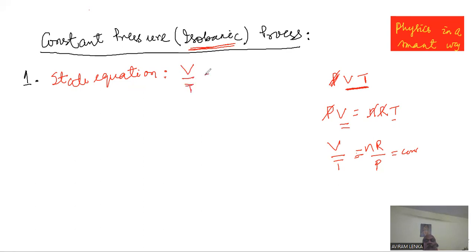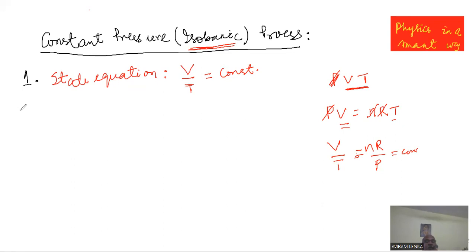I don't remember exactly whether it is Charles' law or Gay-Lussac's law, Avogadro's law, but we know with the help of mathematics, with the help of symbols, that it has to be V by T equal to constant, or V is proportional to T.